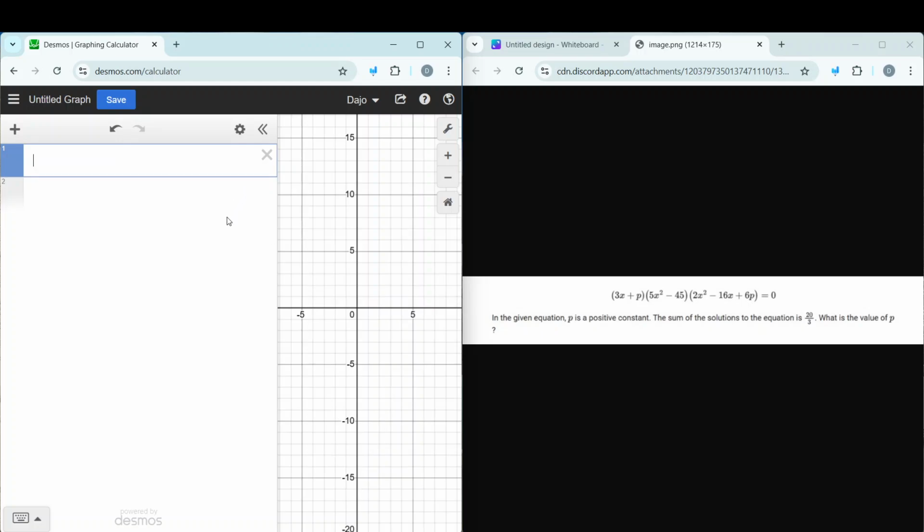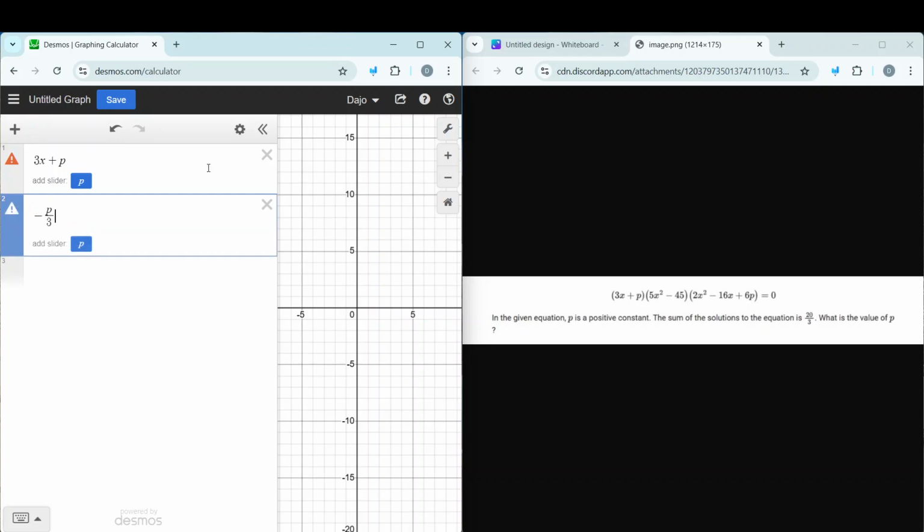Now let's actually look at the question. In the given equation, p is a positive constant. The sum of the solutions to the equation is 20 over 3. What is the value of p? So 3x plus p is a factor. The solutions are referred to as the x-intercepts, and you can tell because you're isolating for x. So in this case, you're doing negative p over 3 equals x.